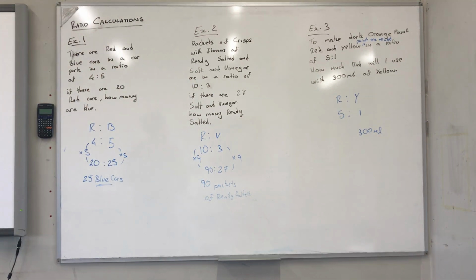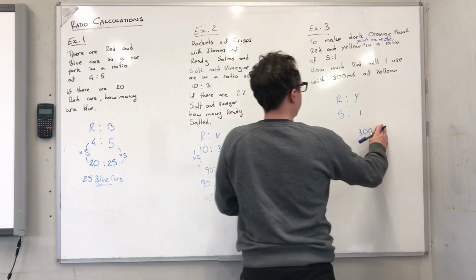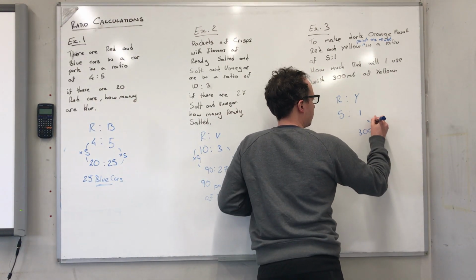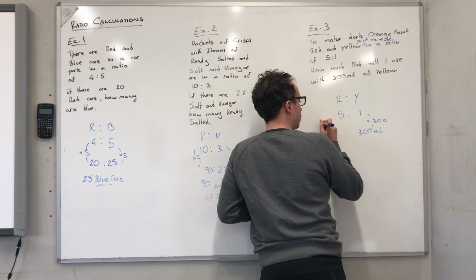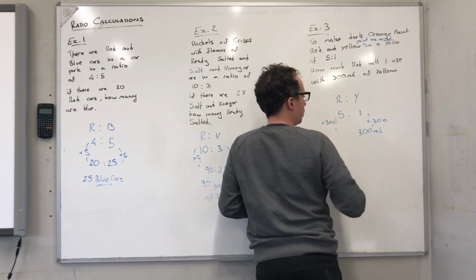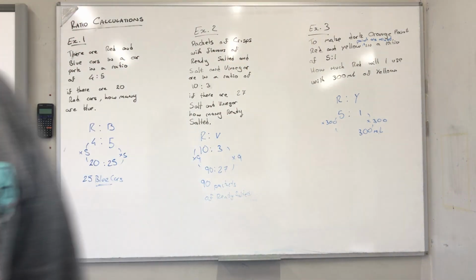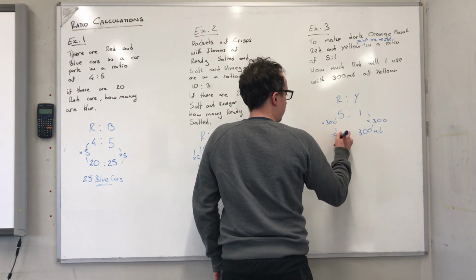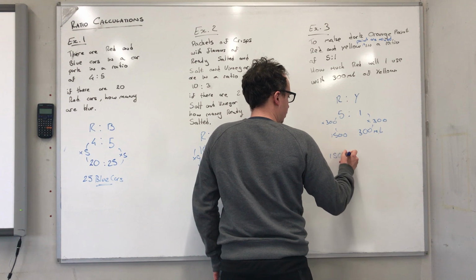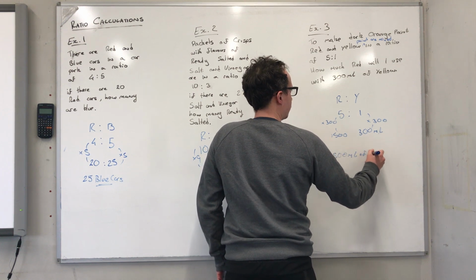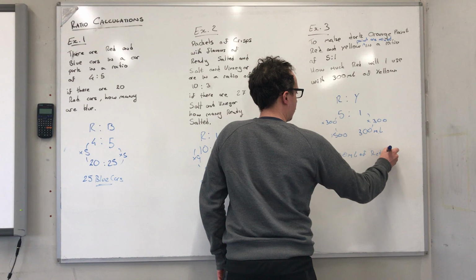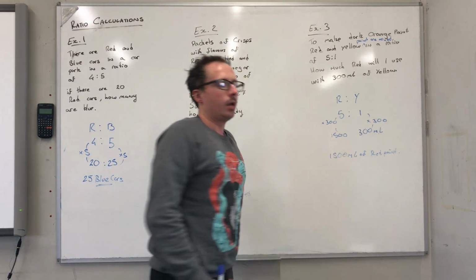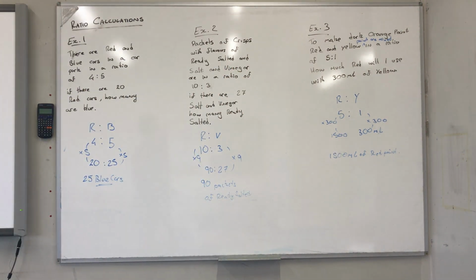So we've got 300 milliliters, so what do I need to do to the 1 to get 300? Times it by 300. And then all we need to do is 5 times 300, so 5 times 3 is 15, plus the 2 zeros. And there we need 1500 milliliters of red paint. Okay, so that is calculations with ratio.